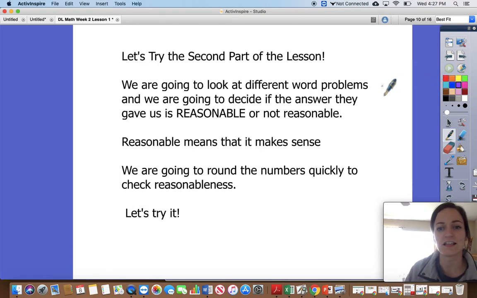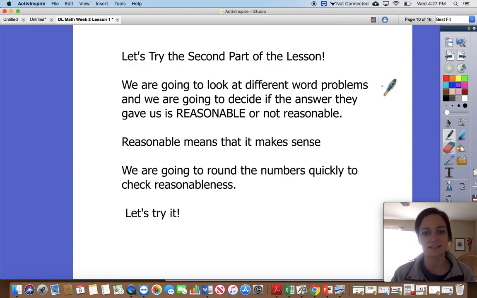All right, let's try the second part of the lesson. We're going to look at different word problems, and we're going to decide if the answer they gave us is reasonable or not reasonable. Now, reasonable, remember, means that it makes sense. So if we were to say, Miss Cook put 10 ice cubes in one glass and 20 ice cubes in the other, she must have put 60 ice cubes in all. Well, that answer isn't reasonable, right? 60 isn't anywhere close. If I had 10 and 20, I would have 30. So 60 is nowhere close to 30.